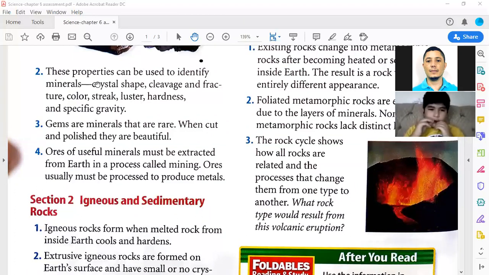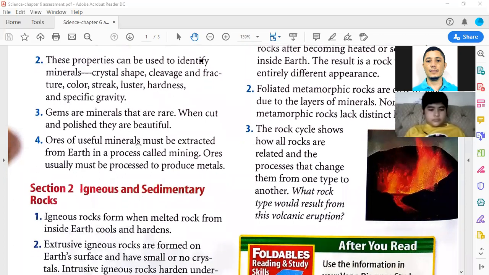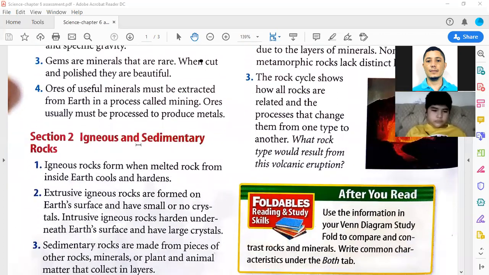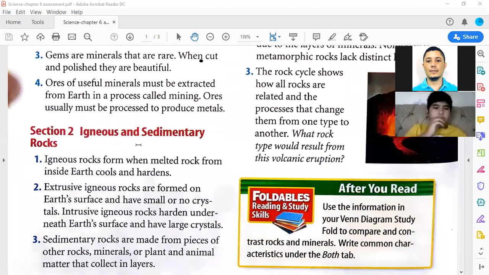All right. So these are physical properties that we can use to identify minerals. For example, if we're trying to identify gold to make sure we're not in front of fool's gold, we're going to look at all these properties: crystal shape, cleavage and fracture, color, streak, luster, hardness, and obviously the specific gravity. All right. Number three, Giancarlos, go ahead and read.